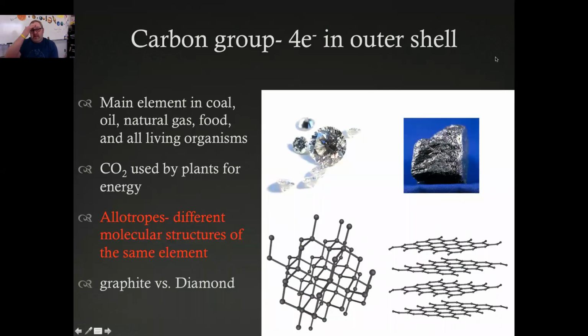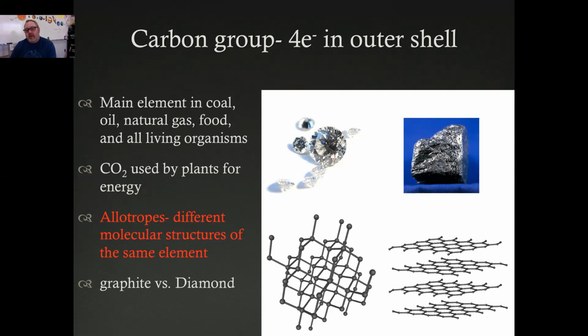Carbon is another one of those. It's in group 4, one of the mixed groups. It has 4 electrons in its outer energy level. It's the main element in coal and diamonds. Carbon dioxide is part of cellular respiration. It's the waste product from cellular respiration and from burning things, burning fossil fuels.